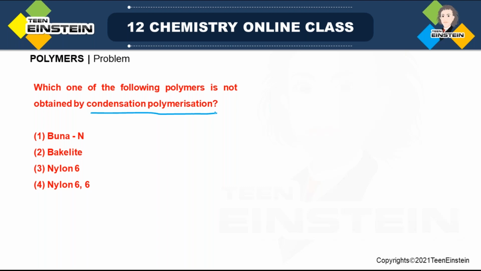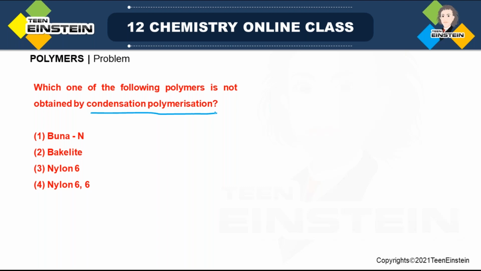Another one is condensation polymerization, where small molecules are removed. It may be ammonia, it may be alcohol, it may be water, anything. So any small molecule must be removed. Now one by one, if we look at the structure, we have to find that polymer which we are not making by condensation. Buna-N, that is the first option.